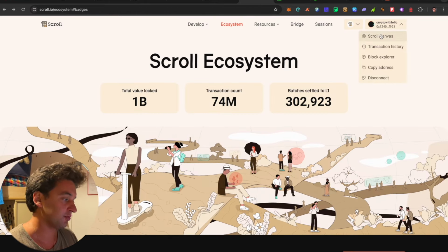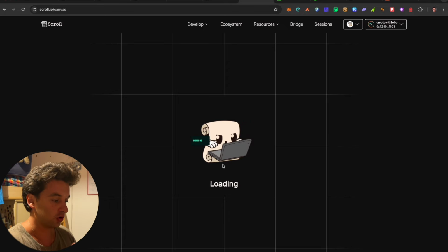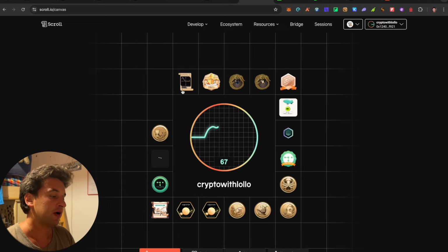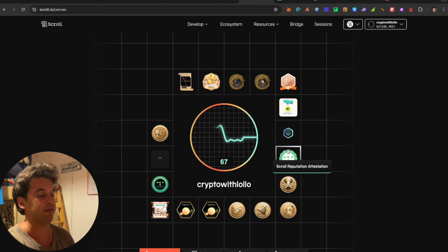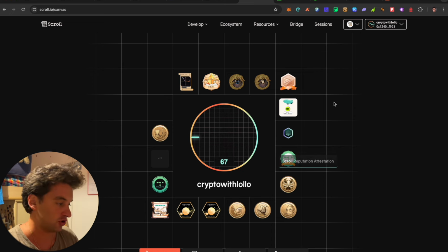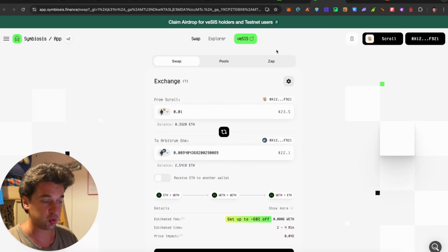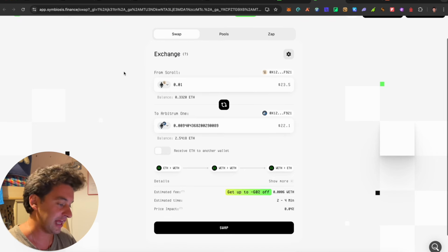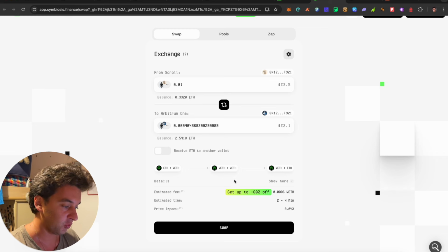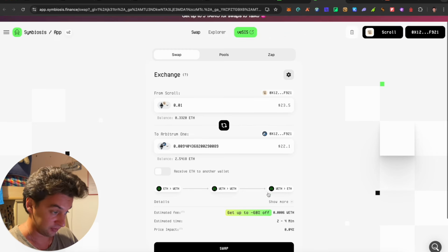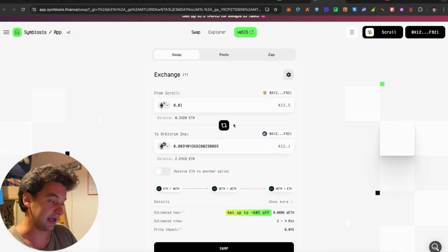This Scroll Airdrop is going to be all about your amount over here, the number of badges that you have, and the number of contract interactions that you do. We go over to the Symbiosis one, which is working towards a possible airdrop as well, or any sort of rewards. As we see here, get up to 60% off. Yes, but it is still quite a bit of a pain in my opinion to go and do.